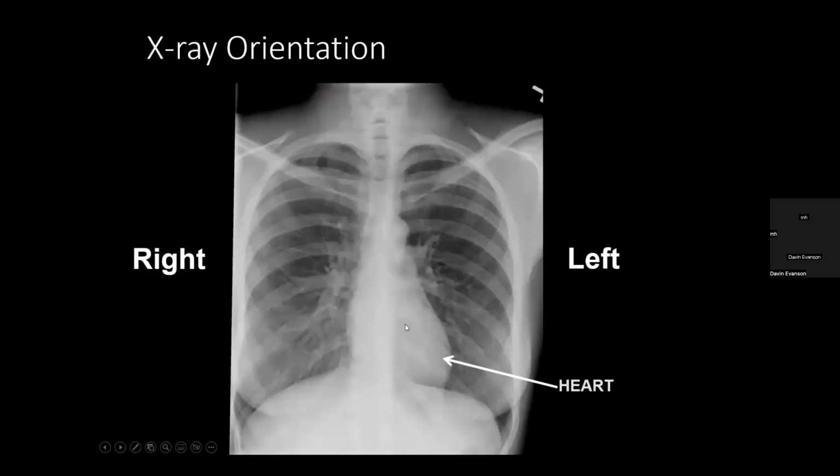Okay, orientation. It's important to know how the film was taken and what we're looking at. So we're looking at the patient head on. So this is the patient's right. This is their left.